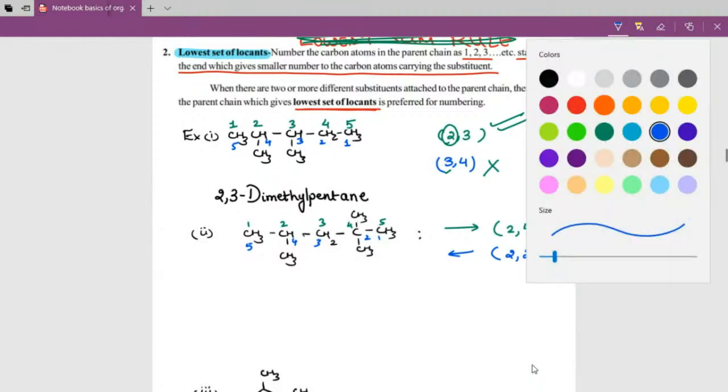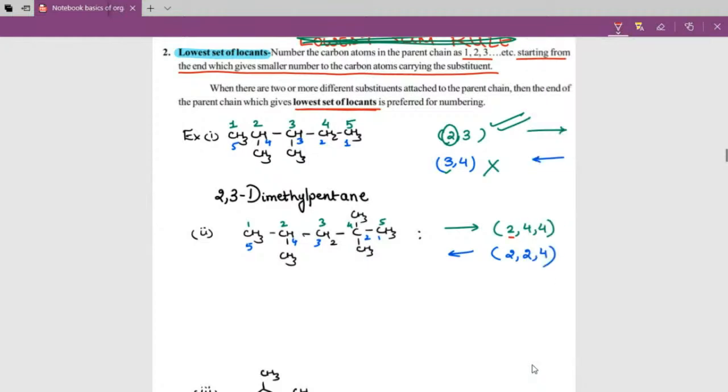Now here I have an example where my first numerals are the same, so I'll go to the next. So blue is giving you a set of 2, 2, 4. This is giving you 2, 4, 4. So the selected or preferred set is 2, 2, 4. And thus the IUPAC name for this molecule is going to be 2, 2, 4.